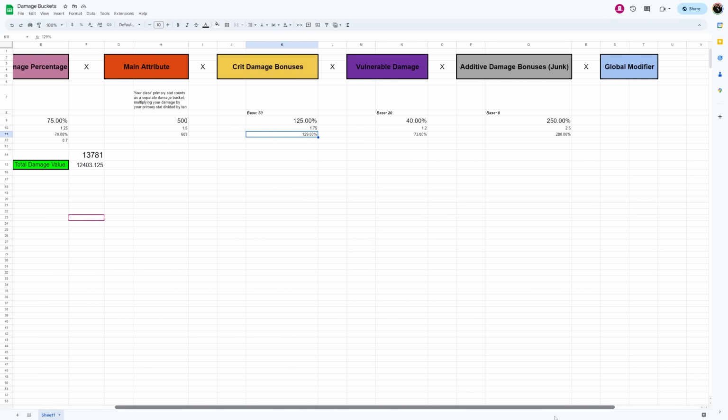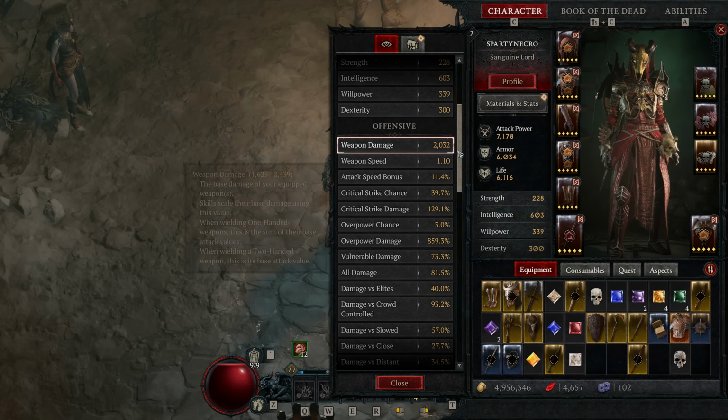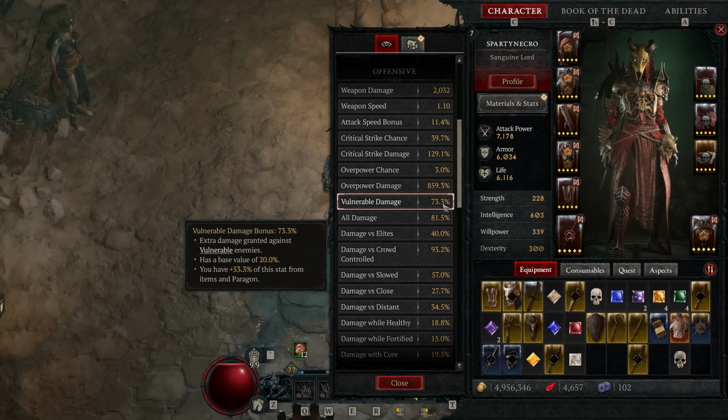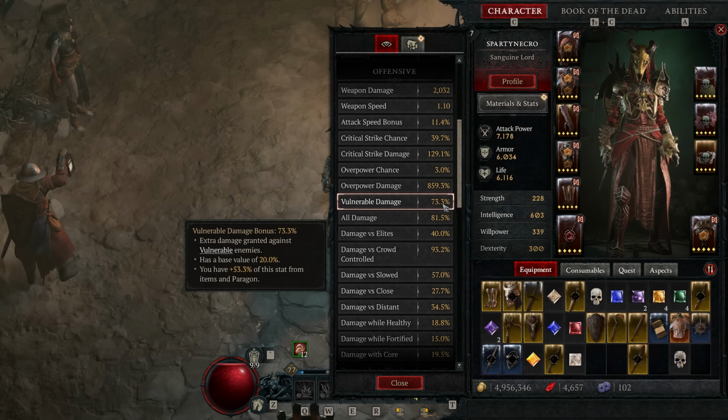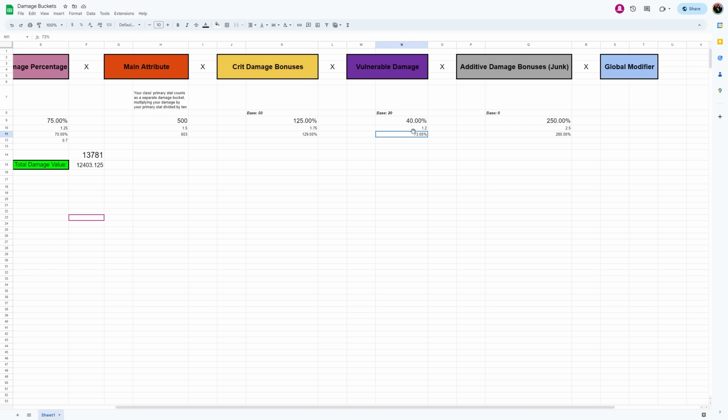Vulnerable damage also, just going to be found on the paper doll. I call it paper doll because I played Ultima Online. That's what it's called in Ultima Online. I know it's not actually the thing anymore, but I've stuck with it for the millions of years I played video games. So 73.3 damage is what our vuln damage is. That's right here. I just rounded it up to a flat 73.